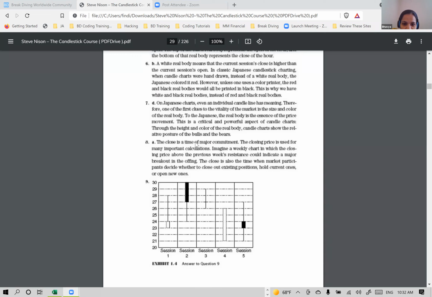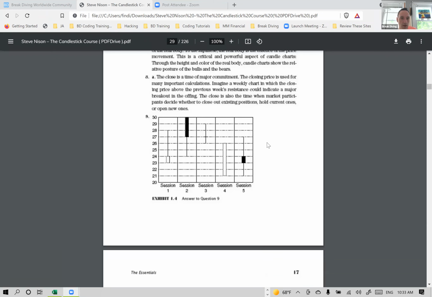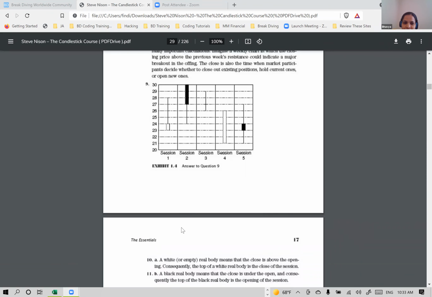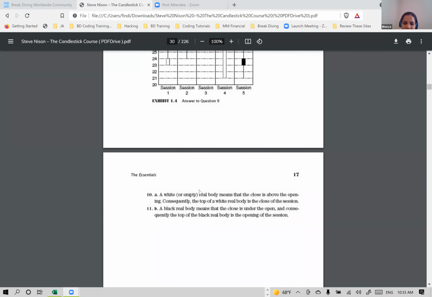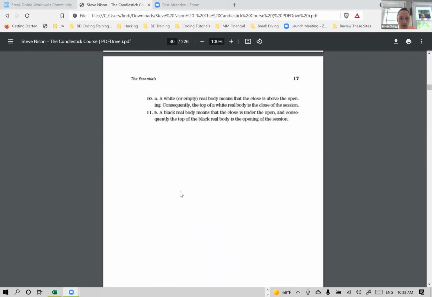The close is a time of major commitment. The closing price is used for many important calculations. The close is the time when the market participants decide whether to close out positions, hold current ones, or open new ones. Okay, 9. Those are the drawings. Okay, so we did that correctly. Those look like ours. 10, a white real body means the close is above the open. We got that.